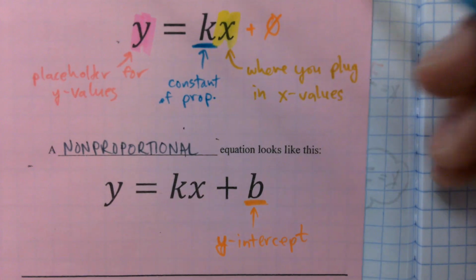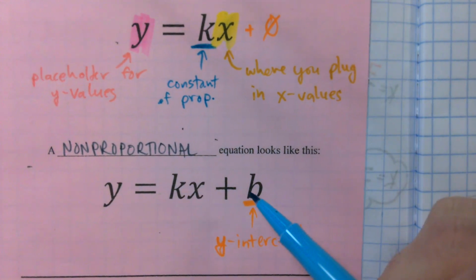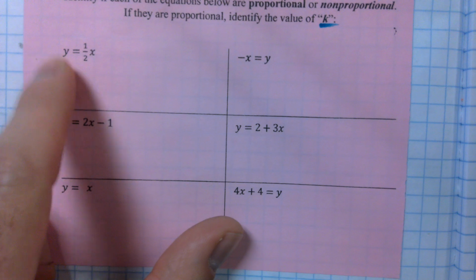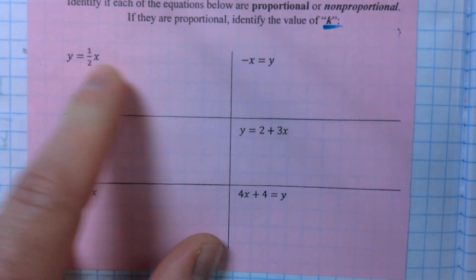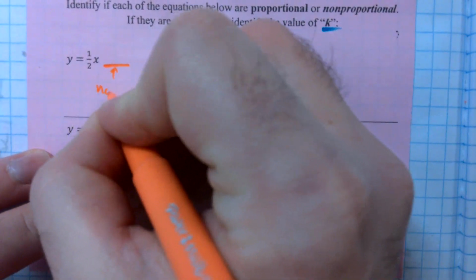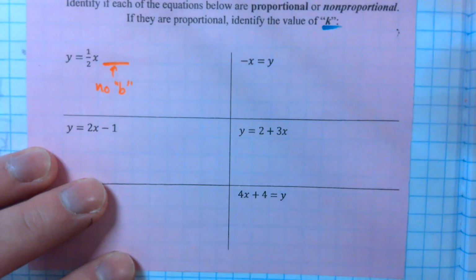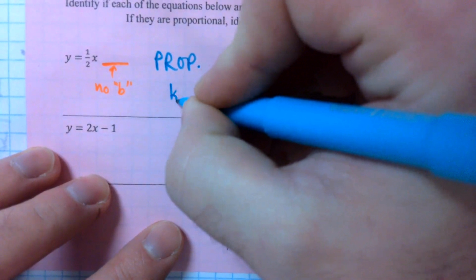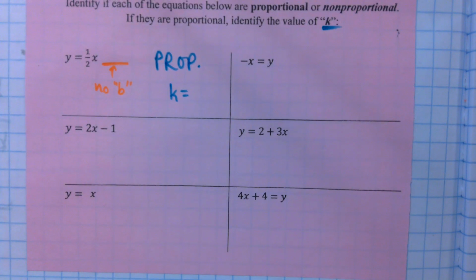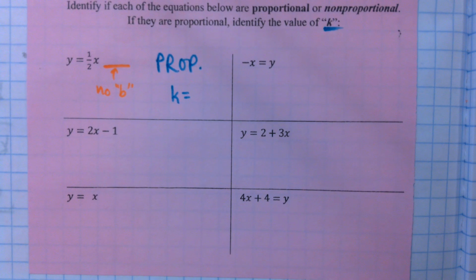So let's take a look. Y equals kx or y equals kx plus b. Which one does this look like? Y equals kx. Do you see any b value hanging off on the end? No. There is no b value. So this is proportional. What's my value of k for this equation? It's the only number in there, right?